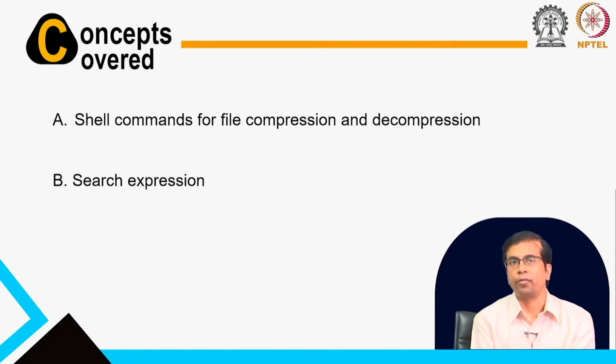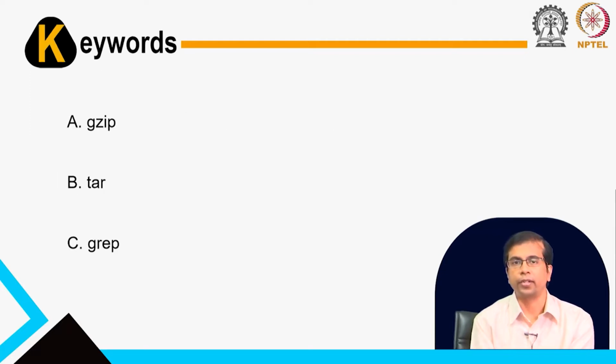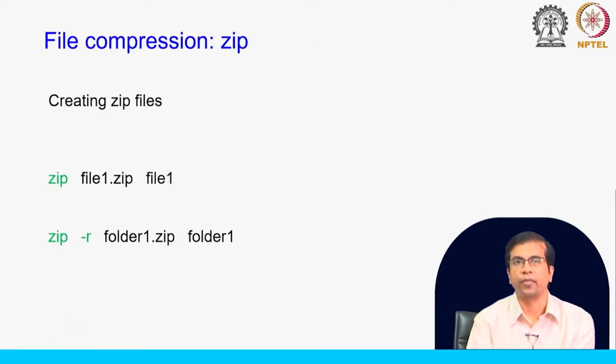The second topic that we will be discussing today is the search expression. Now, the files that we deal with are really huge files, right. So, you cannot just open them and search for a specific read sequence or read ID if there is a need. So, we will have to use command line tools which will search these files very efficiently. These are the keywords: gzip, tar and grep. These are the commands that we will encounter in today's class.